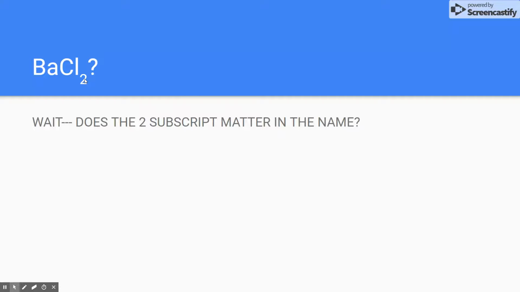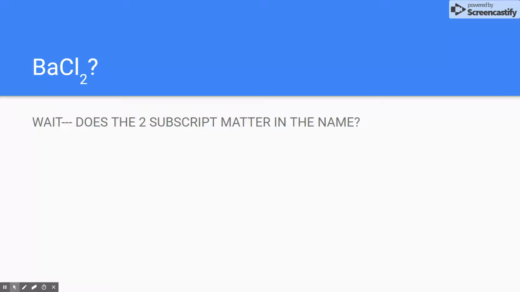Here's another example. Let's try to come up with a name for this one. BaCl2. Remember, name the metal first, followed by the name of the nonmetal. This one's a little bit different though. I've got a subscript already in the formula. Does the 2 subscript matter in this name? Will it have an effect on how we name the formula?